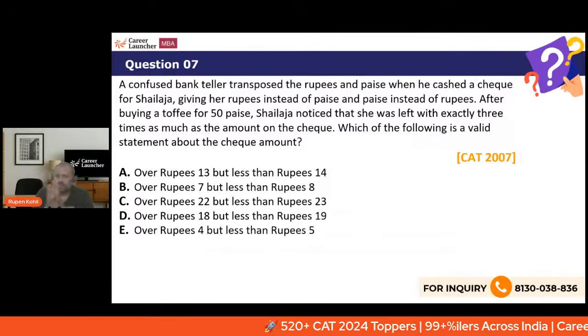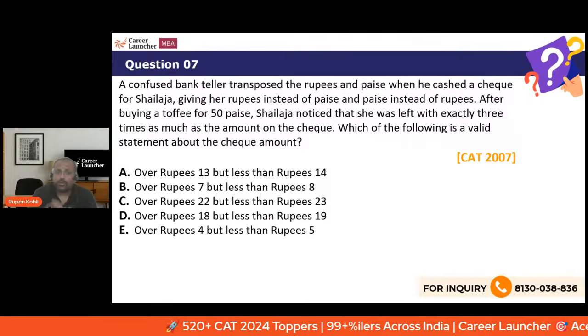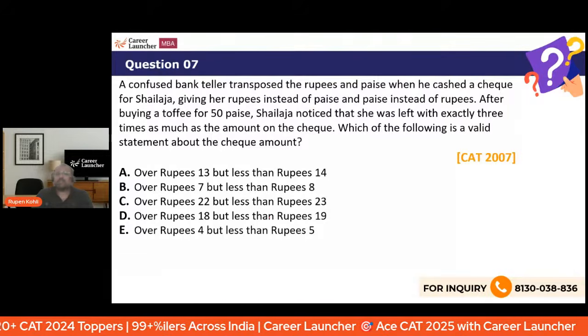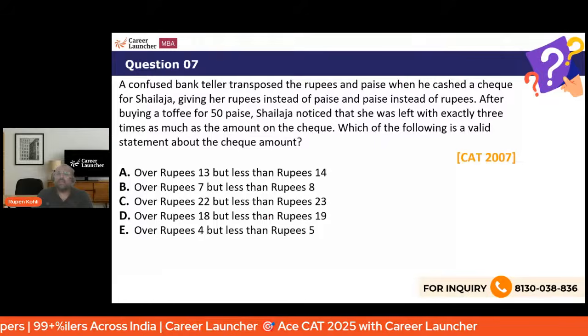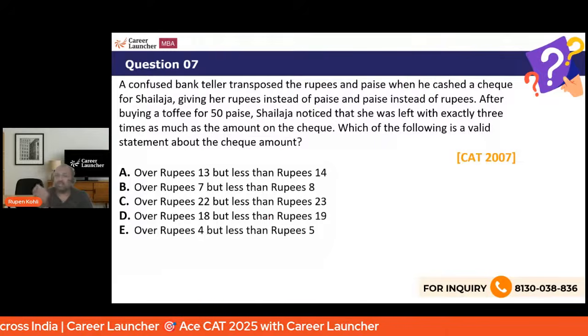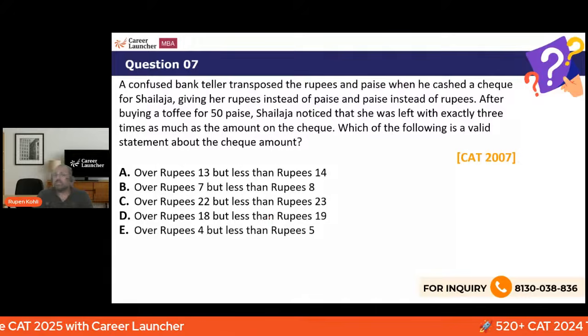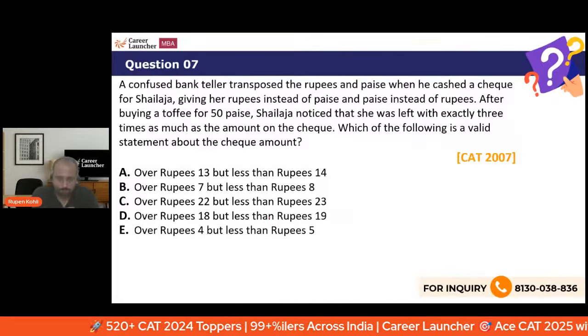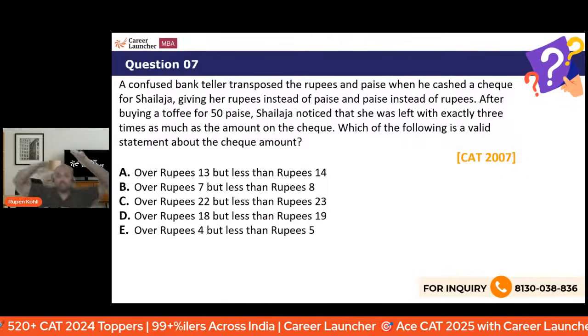After buying a toffee for 50 paisa, Shailaja noticed that she was left with exactly three times as much as the amount on the check. Oh, she's in the good books. She has got more than what she should have got. She has got more than thrice the amount on the check, more by 50 paisa. CAT 2007 question.